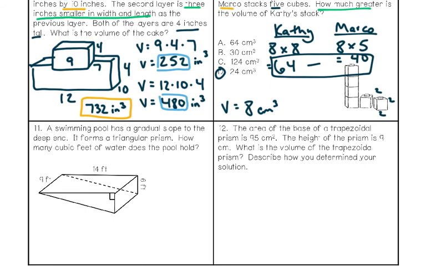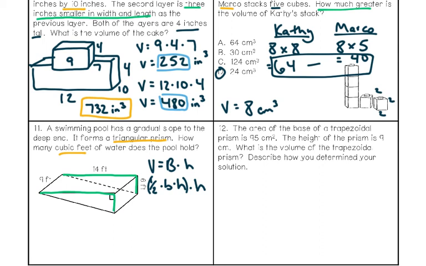Number 11 tells me I'm looking at a triangular prism, and I can see that in the picture. And the question's asking me for how many cubic feet of water does the pool hold. This is a question about volume of a triangular prism. I know that formula is volume equals area of the base times the height. And since there's triangular bases, I know I'm going to use the formula 1/2 times the base times the height of the triangle to get the area of the base shape. Then I'm going to multiply that number by the height of the prism.